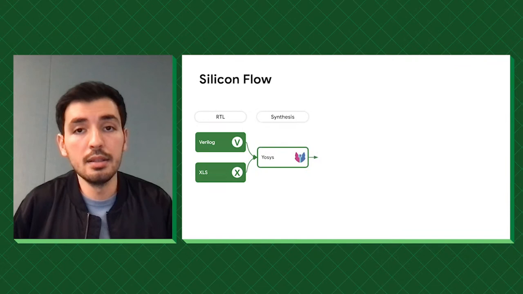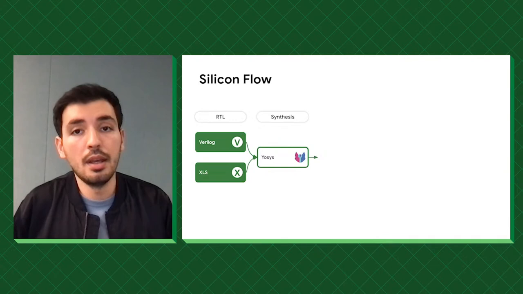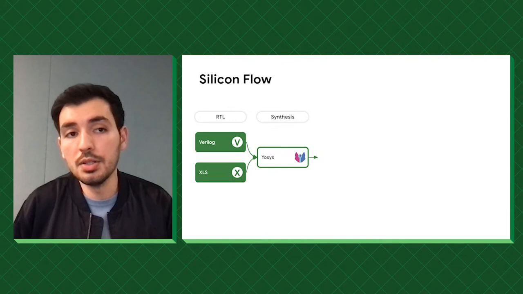The next thing we do is we pipe this into Yosys. Yosys is our open synthesis tool. And this, again, will map our programming language into the tiny transistors and gates we need to represent that on silicon.